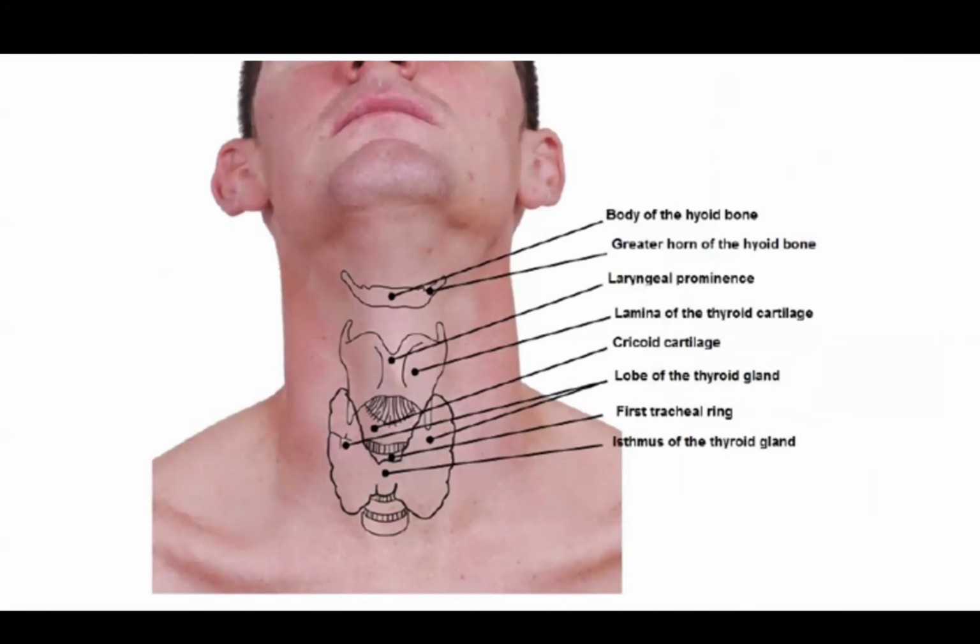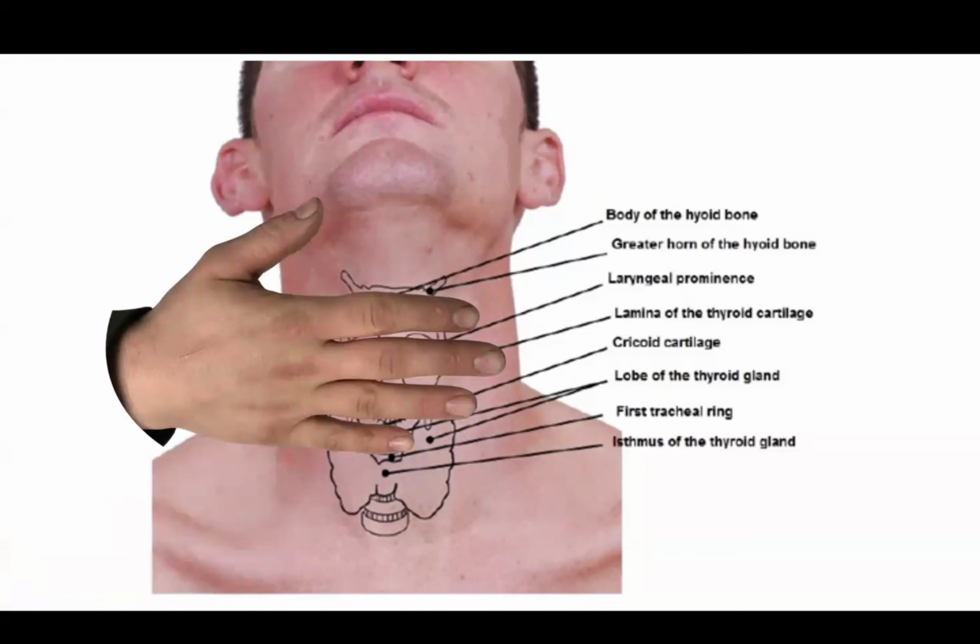Now, here's a fun little demonstration that you can do on yourself. I want you to take either your right or your left hand, take your middle finger and place it right above your laryngeal prominence. Kind of like so. Now, if your middle finger's sitting right above the laryngeal prominence, your index finger is on the hyoid bone. Your ring finger is on the thyroid cartilage, and your pinky finger is sitting in the space between your cricoid and the trachea.